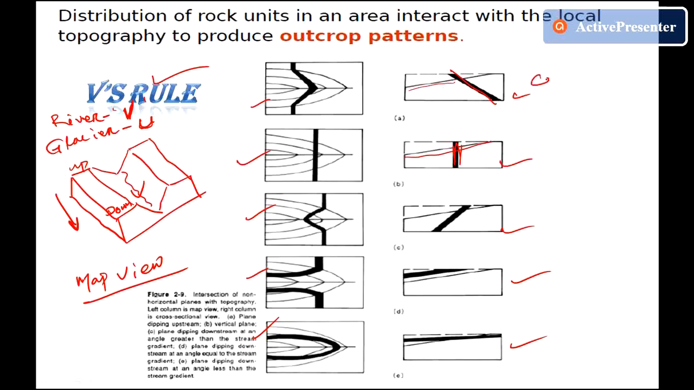So this is the cross section where you are seeing the inclination of the bed, okay, and as well as its dip direction and slope direction also. And here you are viewing the map where you are viewing the outcrop pattern. Okay, so I will come to this diagram. Before that, let me draw another diagram for contours, right?